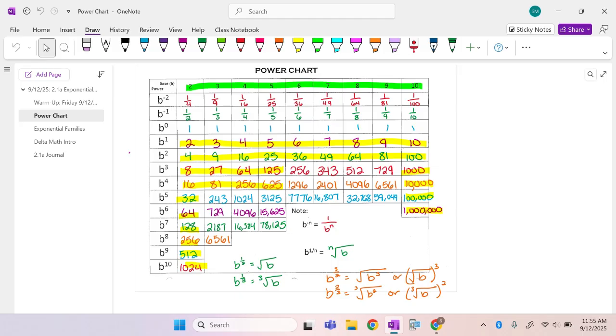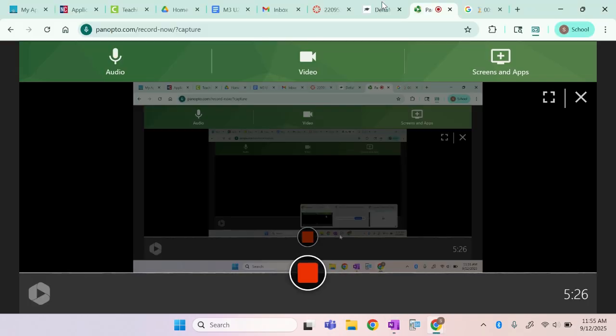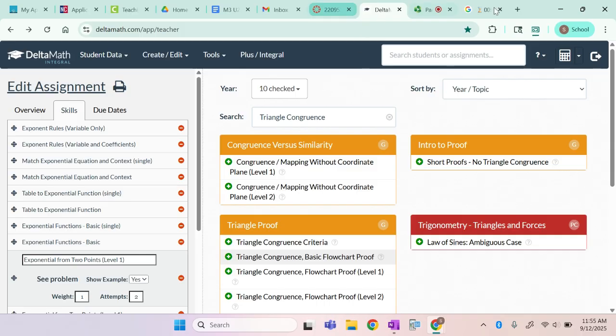All right. So what I want you guys to do now is make sure you're logged on to Desmos, the graphing calculator, but also log on to Delta Math and click on the assignment that says Math 3 Unit 2 Intro. We're going to do some problems together as a class. So go ahead and get that assignment open.